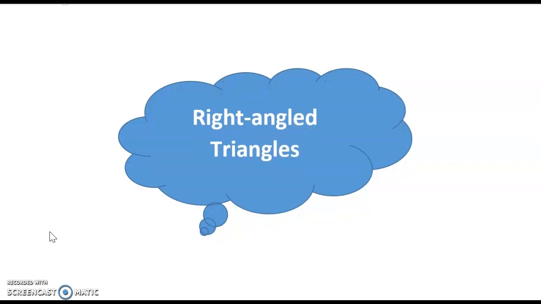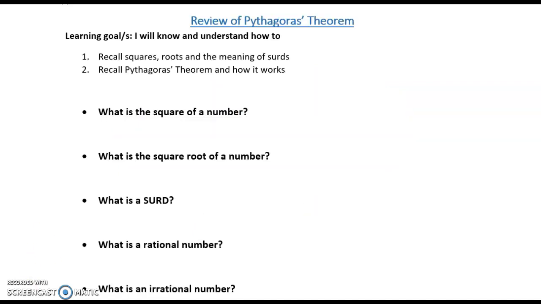So I'll get you to do a brainstorm in pairs. So pause the video now and do a brainstorm in pairs of everything that you can remember about right angled triangles, Pythagoras theorem, that sort of thing. Awesome. So hopefully you found out that you remembered a lot.